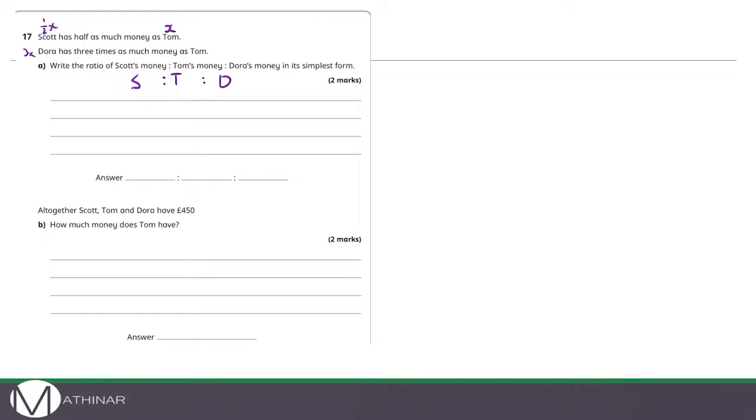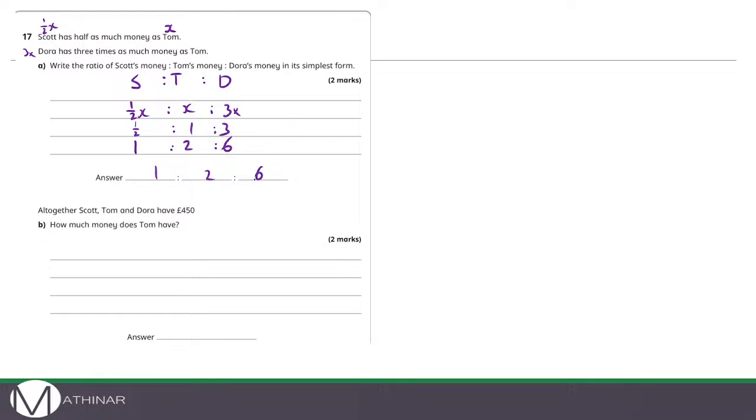So initially I'm going to write it in X. So half X. Tom is X. Dora is 3X. Now the first thing I'm going to do is get rid of all the X's, so divide everything through by X gives me that. And we don't like having halves in there, so let's double everything. And that's your ratio. 1, 2, 6. That's in its simplest form. So you want to avoid fractions when writing in its simplest form.